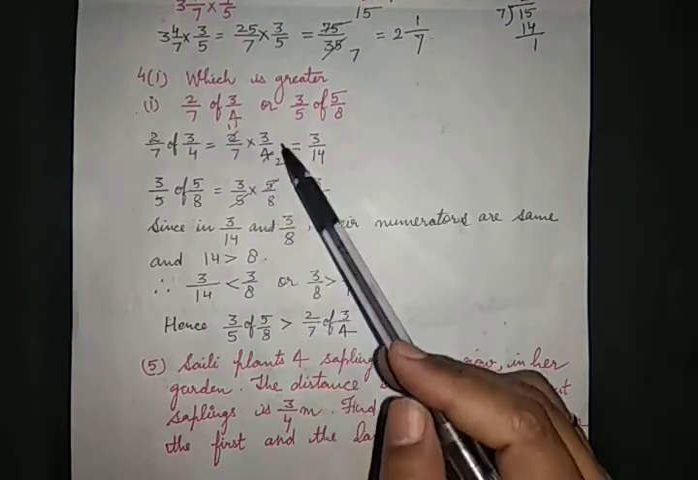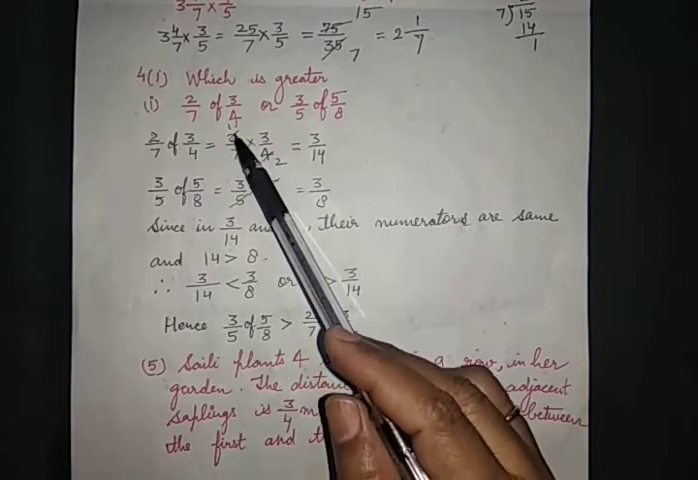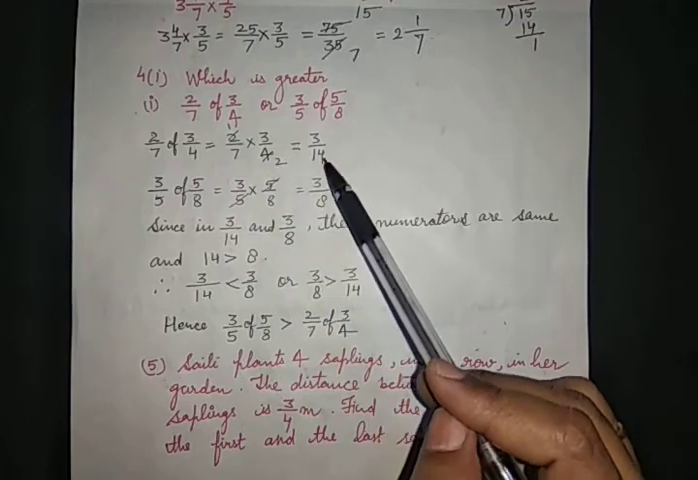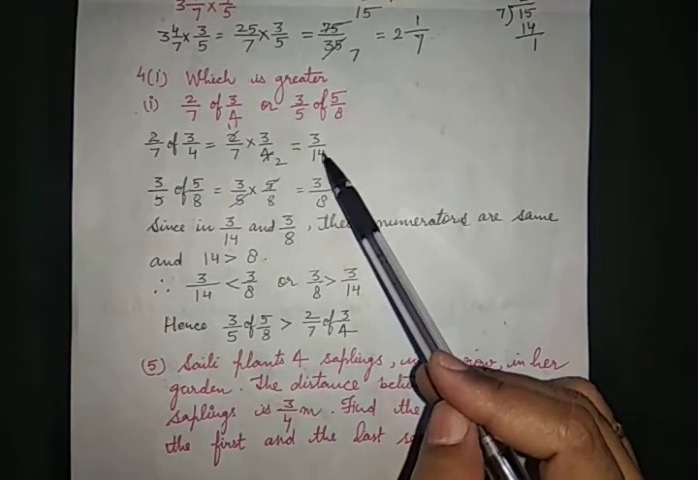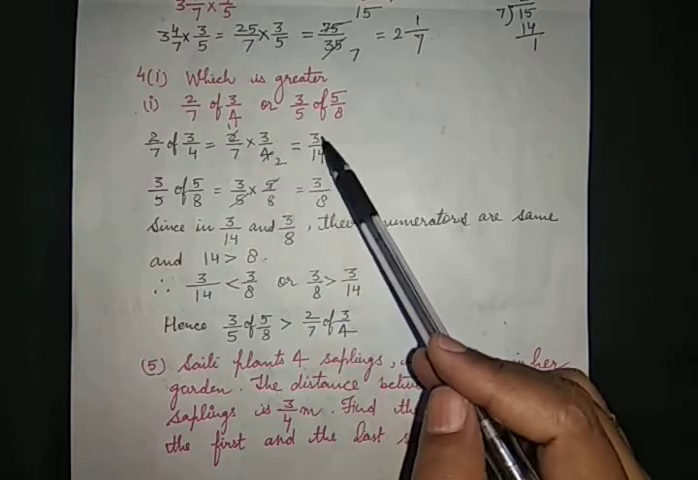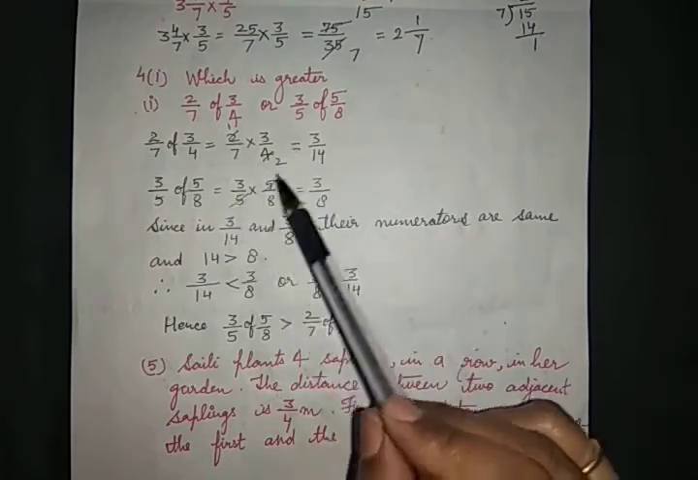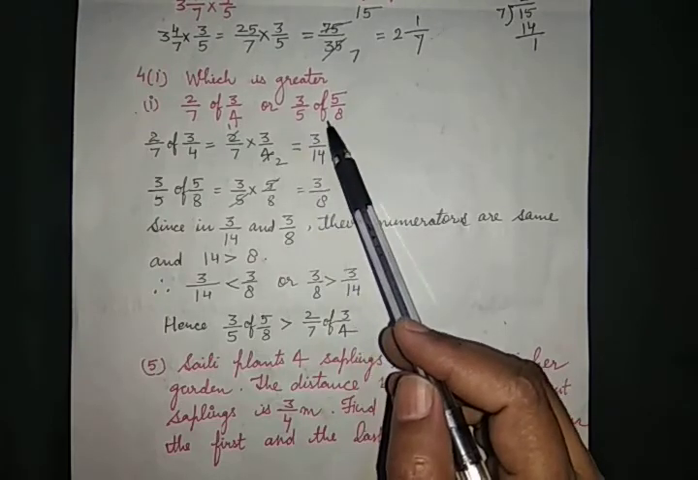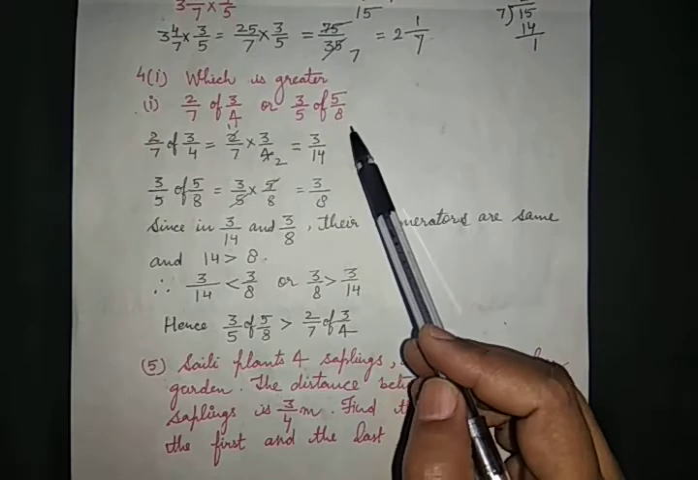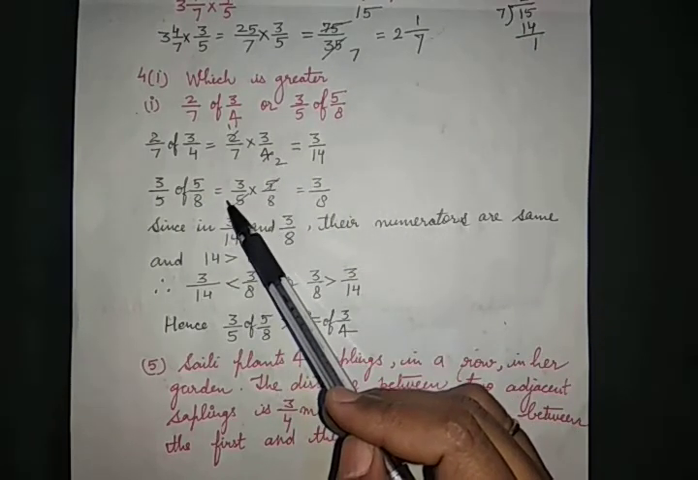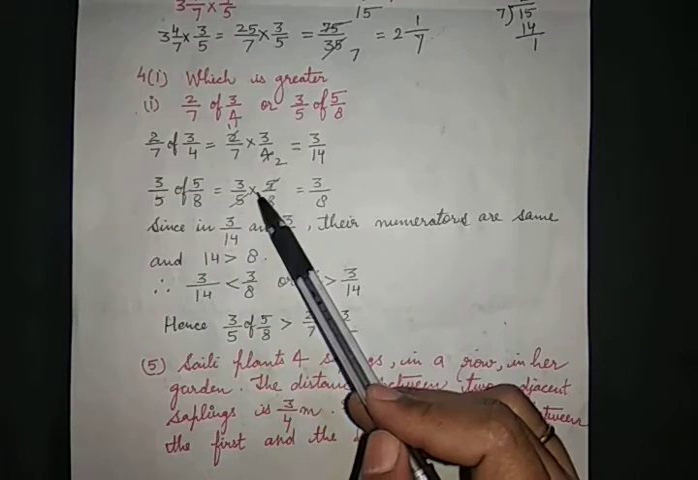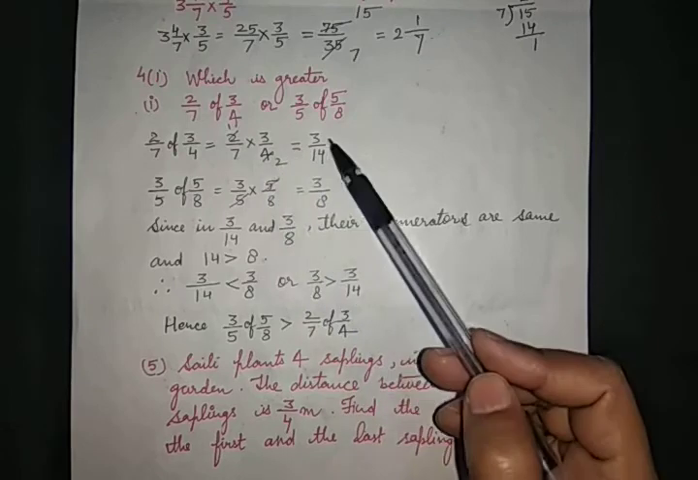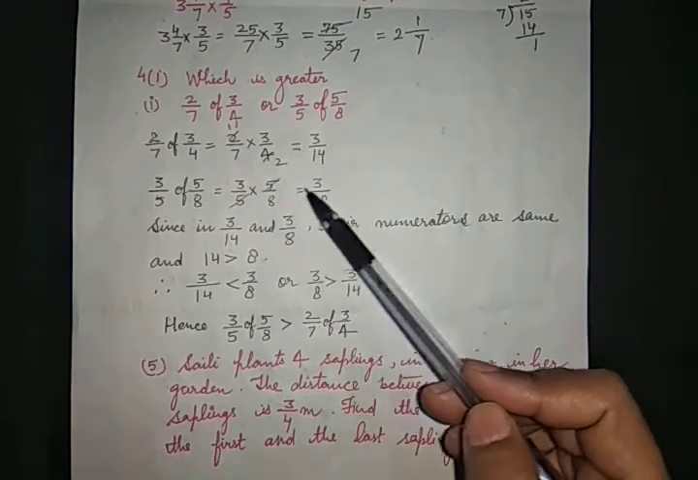2 1s are 2 and 2 2s are 4. 1 into 3, numerator 3. 7 into 2, 7 2s are 14, denominator 14. After reducing, you will get 3 upon 14. Now the next is 3 upon 5 of 5 upon 8, which we have to solve. 3 upon 5 into 5 upon 8, 5 and 5, you can cancel. 3 upon 8.